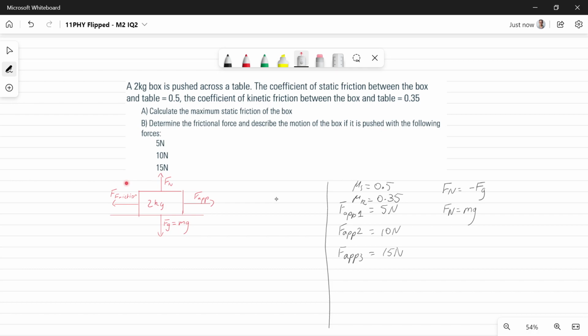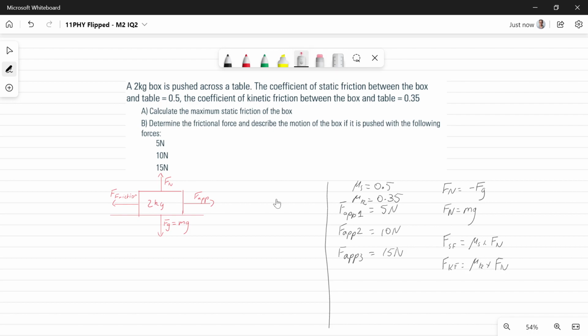What we're probably going to need to figure out first is what is the maximum amount of static friction that can be had between the box and the surface. And to do that, we're going to need the normal force because that is a part of the equation for calculating static and kinetic friction. Essentially, the force of static friction is equal to mu s times the normal. And the force of kinetic friction is equal to mu k times the normal force. So the normal force is going to be quite important in this situation.